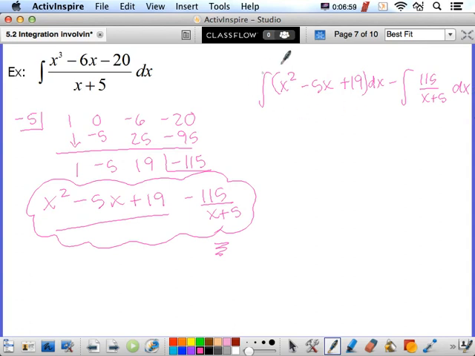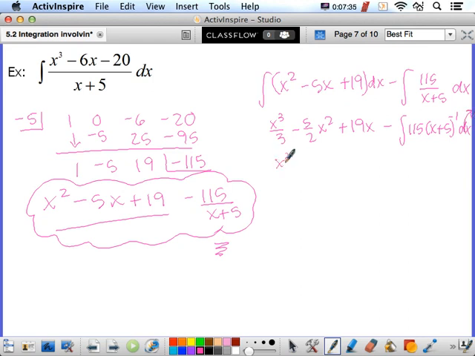So this piece right here integrates to x cubed over 3 minus 5/2 x squared plus 19x. You can just do the power rule on each of those. This next part, however, we need to bring this to the numerator. So we'll have 115 x plus 5 to the -1. And the nice part is, what's my sacrifice? Just a 1. So just a 1 dx.